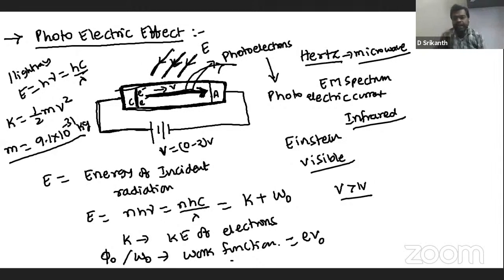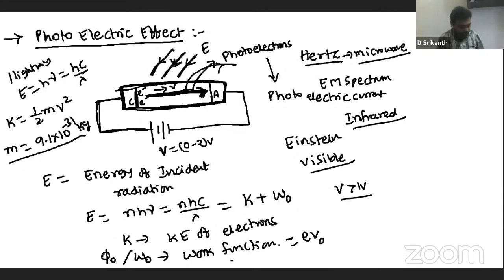Below that, we have a variable resistance, which can be called a rheostat. Below that rheostat, we have a plug key and a battery.